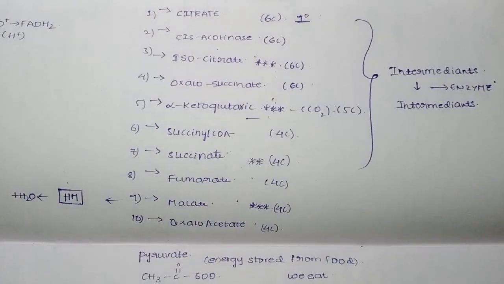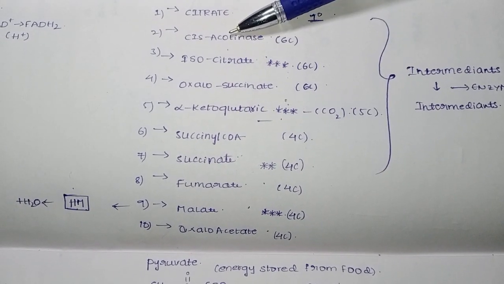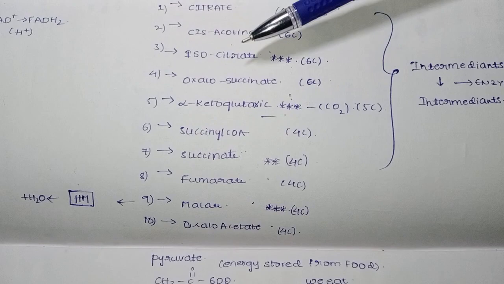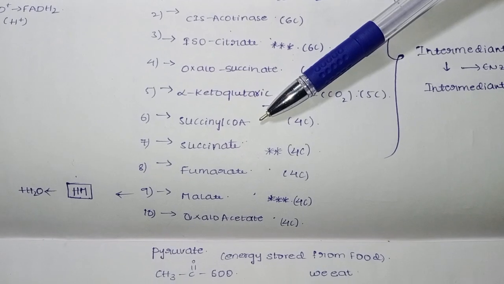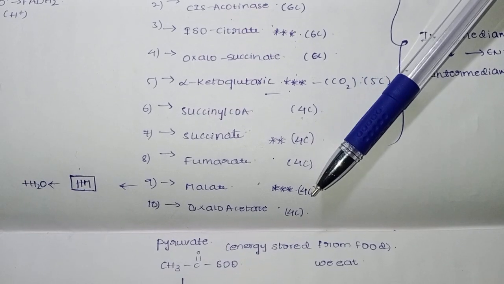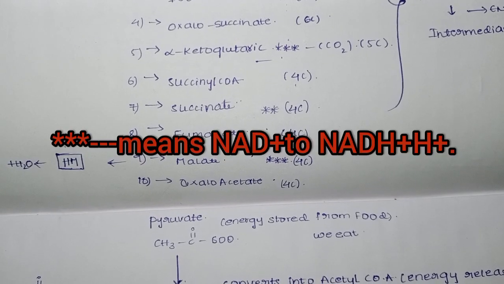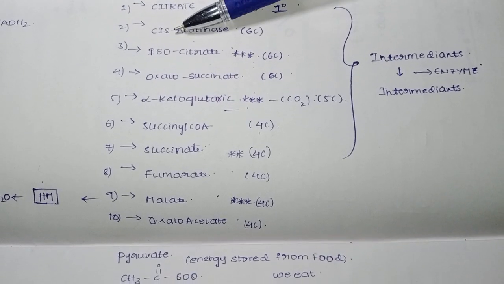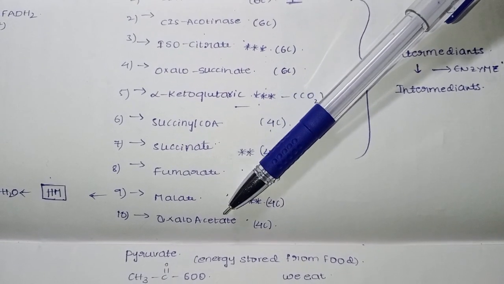In the 10 steps, the first is citrate. Remember, these are the intermediate compounds, right? Citrate, cis-aconitate, isocitrate, oxalosuccinate, alpha-ketoglutaric acid, succinyl-CoA, succinate, fumarate, malate, oxaloacetate. So remember these names. Remember CCIOA, alpha, SS FMO.